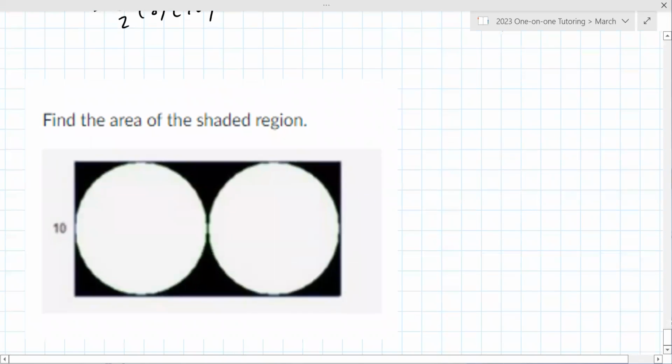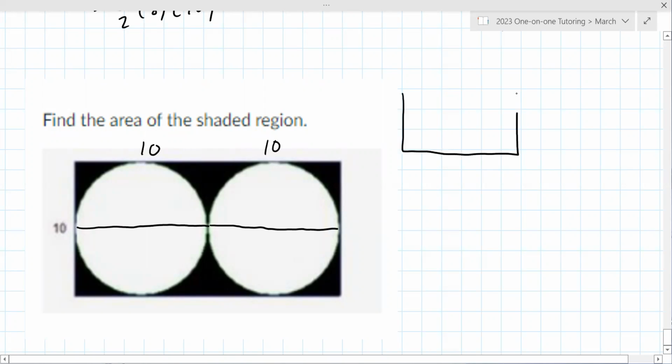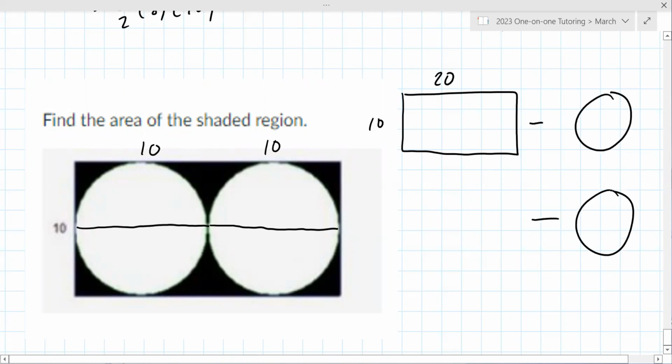So when I look at this, at first glance, I'm thinking, well, maybe there's a dimension missing. But then I realized that this vertical distance is the same as this horizontal distance. So this is 10, and then there's another horizontal distance here of 10. Okay, so it's a rectangle, 10 by 20, minus a circle and minus another circle. Is that clear? Yeah. So the area of the rectangle is 200.